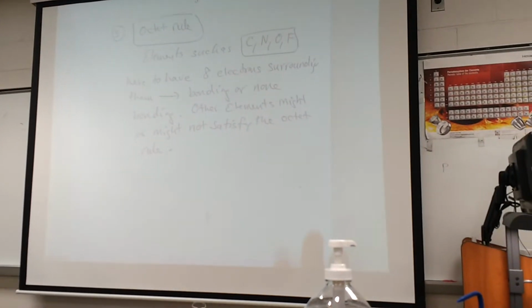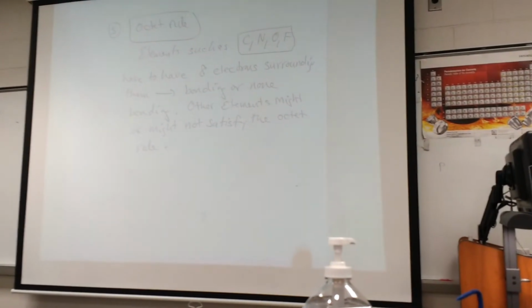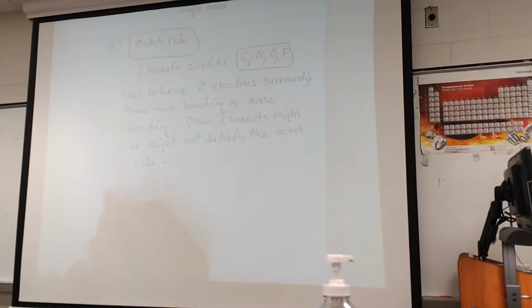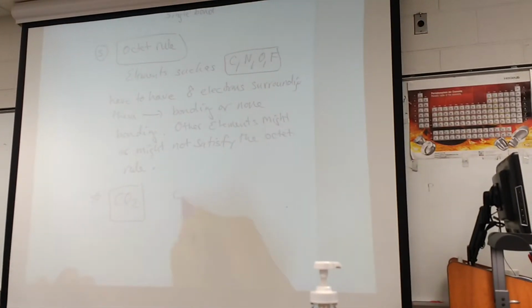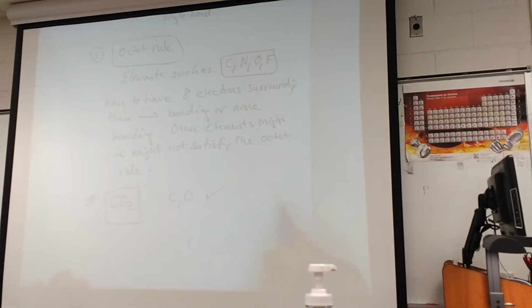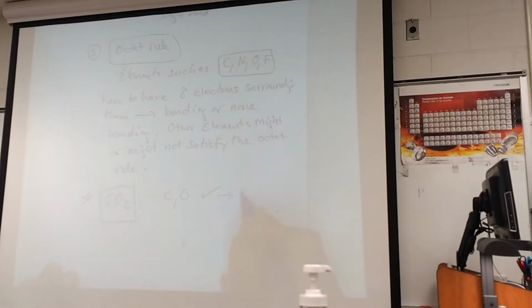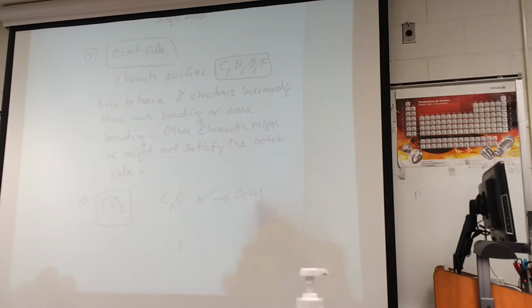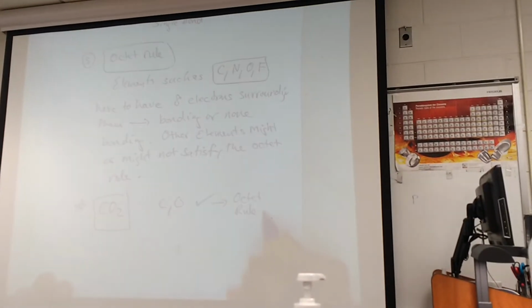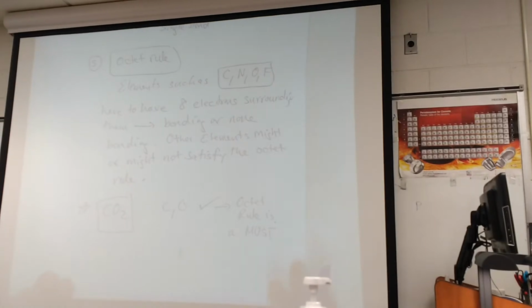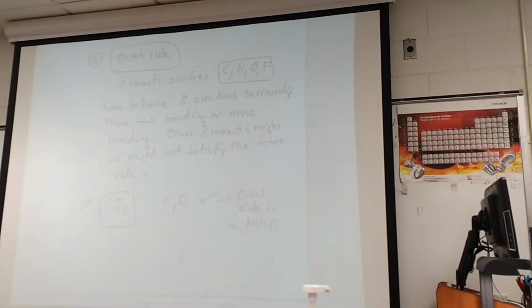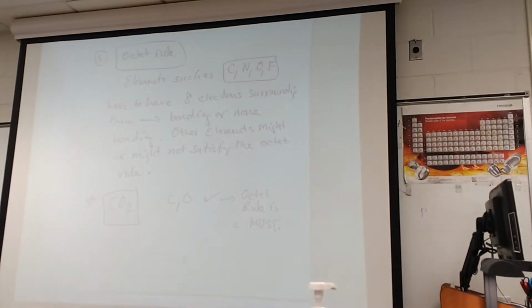And if you look at this, let's have carbon dioxide here. Example here, CO2, correct? I have carbon and oxygen. The octet rule is a must here. So how do we do this?